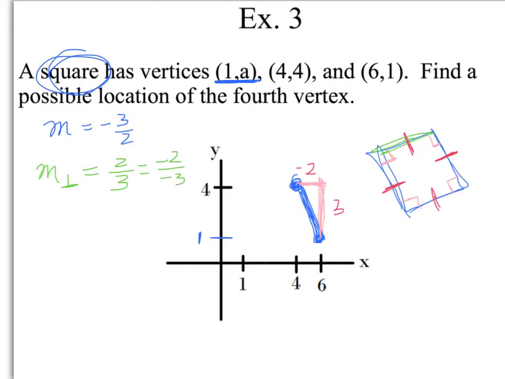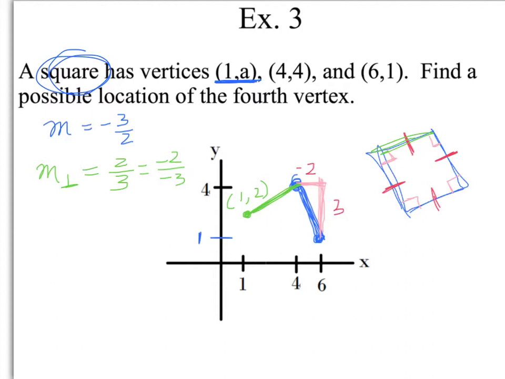Negative 2, negative 3, just recall, a negative divided by a negative is still a positive. So these are the same thing. So I can drop 2 and go 3 to the left to find my new vertex. Think about where that would be. If you said 1, 2, then you're a super genius.